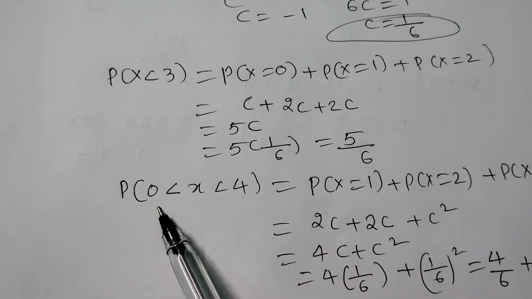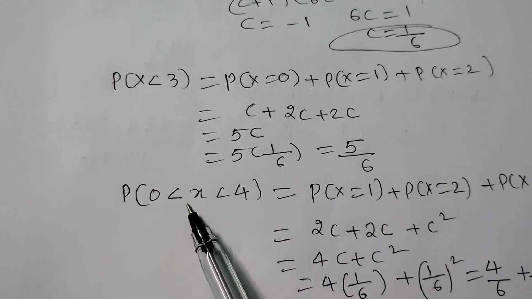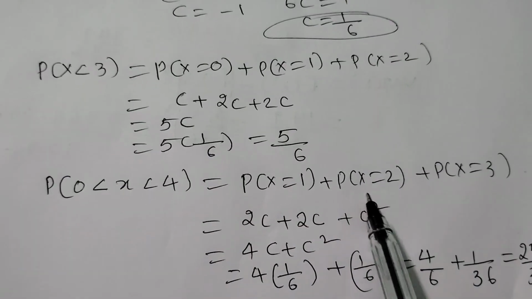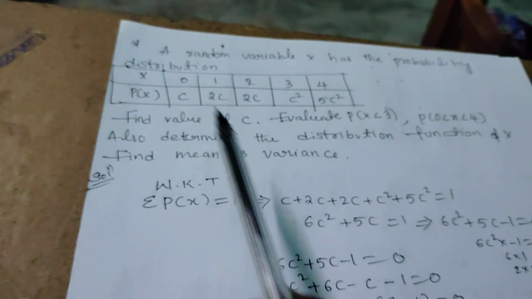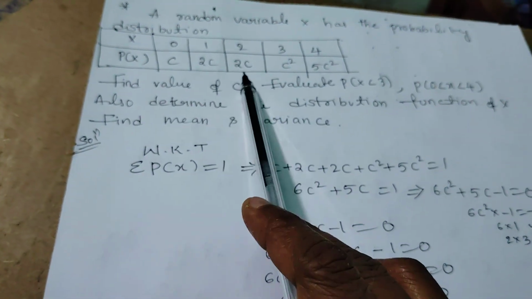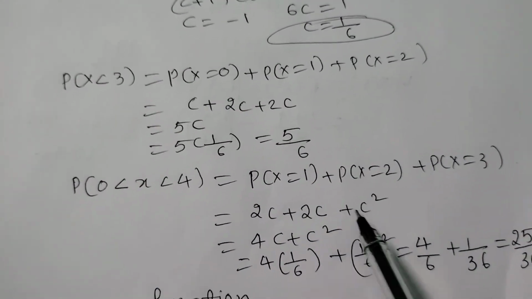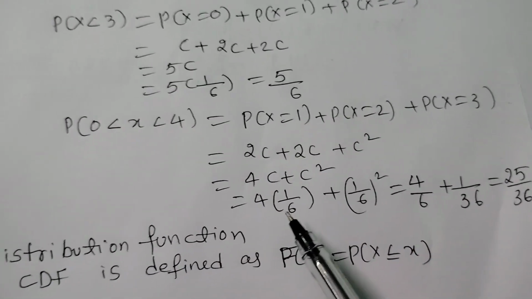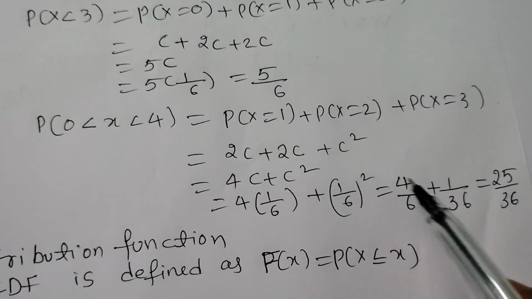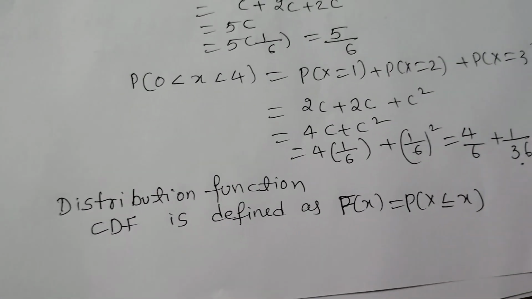Next, what is our question? P of 0 less than x less than 4. Greater than 0 means we start from 1, and less than 4 means we end with 3. So x equal to 1, x equal to 2, x equal to 3. That is 2c plus 2c plus c square, which is 4c plus c square. The c value is 1 by 6, so substituting, we get 4 by 6 plus 1 by 36 whole square. After calculation we get 25 by 36. Okay, next, what did they ask?